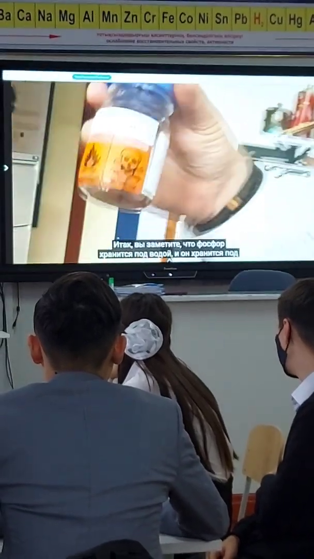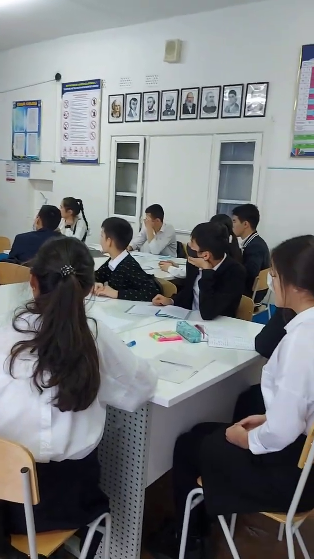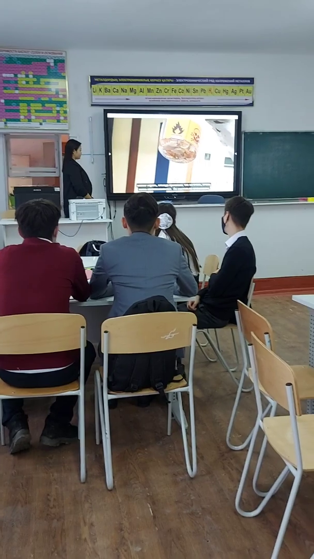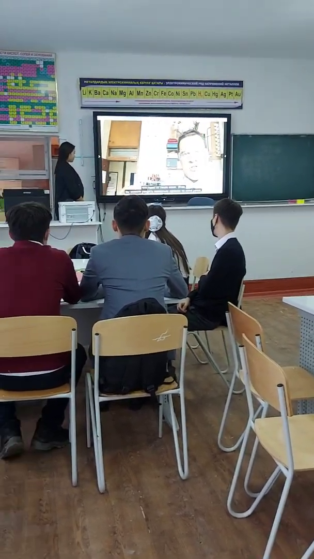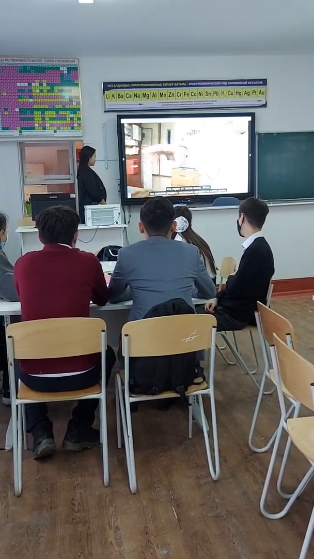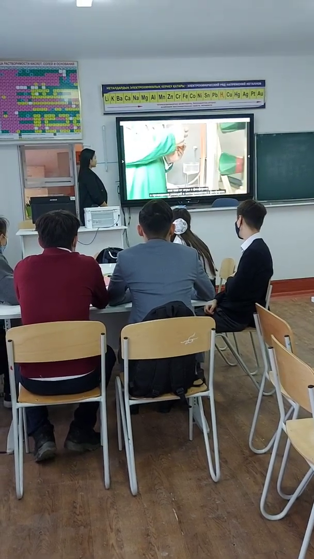So the phosphorus, you'll notice that it's stored underwater, and it's stored underwater to keep the oxygen and the atmosphere away because it reacts very vigorously and can burn, hence the signs. It's very, very flammable. It's so flammable, in fact, that it burns just with the heat of the skin. So you can see a number of scars across my hands. These are all from playing with phosphorus and doing reactions and experiments with phosphorus.